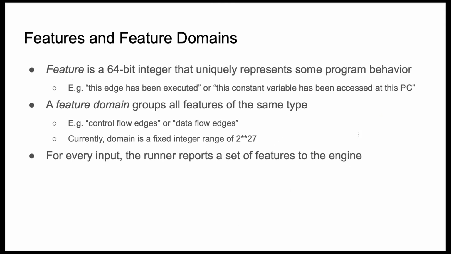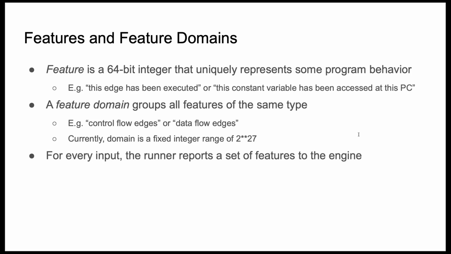Next, we define the concept of coverage features and the concept of feature domain. A feature is just a 64-bit integer which uniquely represents some small behavior of your program. A typical one would be that this edge has been executed, or that this element of a constant vector has been accessed at this program counter. And the feature domain is a way to group features of the same kind, such that all control flow edges are one domain, all data flow edges are another domain, and so on. Currently, the domain is a fixed integer range of 2 to the 27, just a random number.